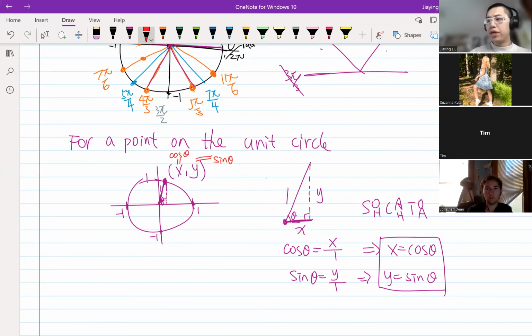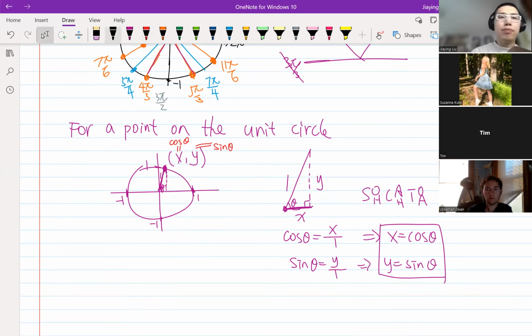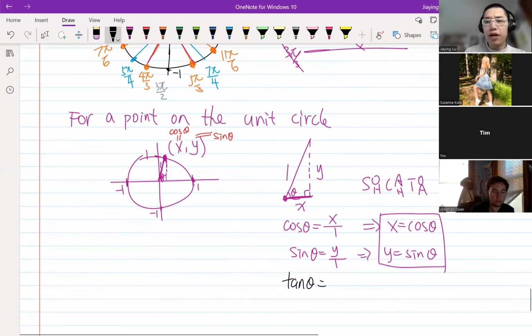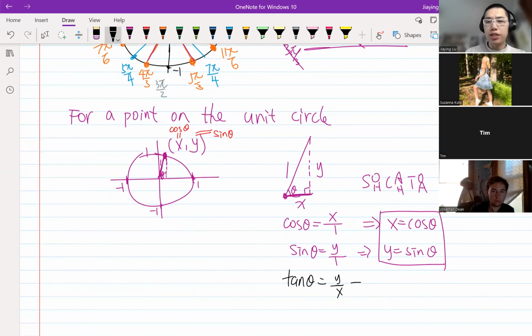One more thing before I move on. You probably think, okay, what about tangent theta? Well, tangent is opposite over adjacent if we have a right triangle. Suppose we don't have it. That's just going to be y over x if we look at this triangle. That's the same thing as sine theta over cosine theta. So this is more useful than opposite over adjacent.